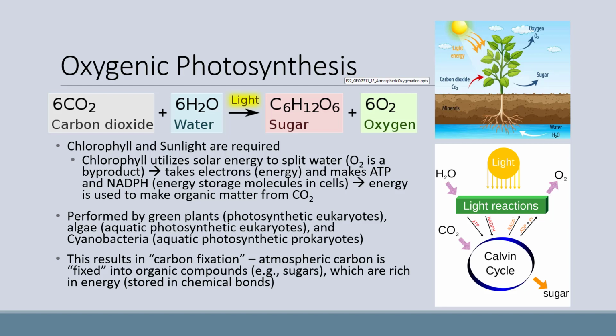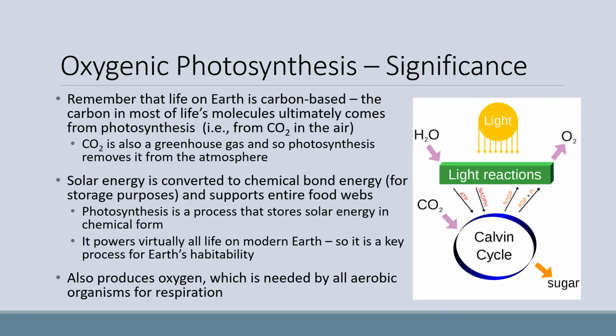That is, atmospheric carbon, or CO2, is fixed into organic compounds, like sugar, which are rich in energy that is stored in the chemical bonds. Remember that life on Earth is carbon-based, and the carbon in most of life's molecules ultimately comes from photosynthesis, which comes from CO2 in the air. CO2 is also a greenhouse gas, and so photosynthesis removes it from the atmosphere.